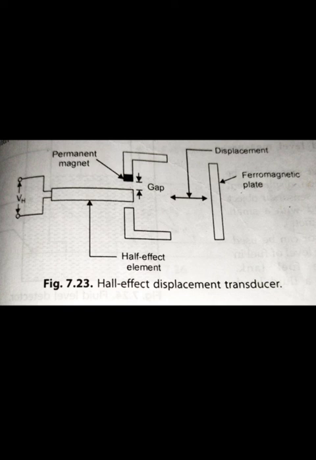The next is the measurement of magnetic flux. The magnetic flux can be measured by the Hall effect transducer. Here the semiconductor plate is inserted into the magnetic field which is to be measured. The magnetic lines of force are perpendicular to the semiconductor. The transducer gives an output voltage which is proportional to the magnetic field intensity.